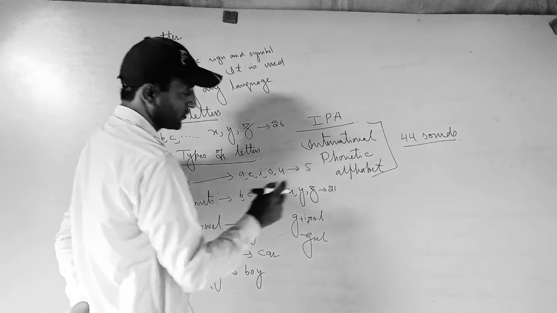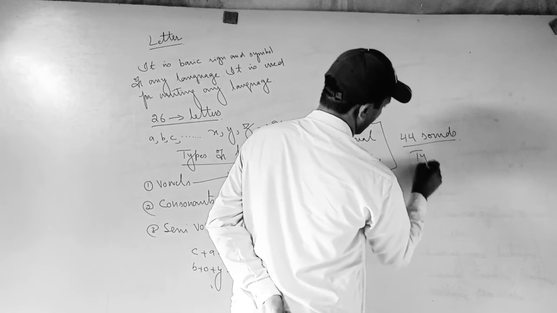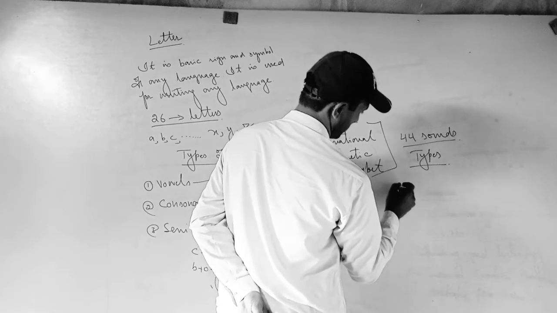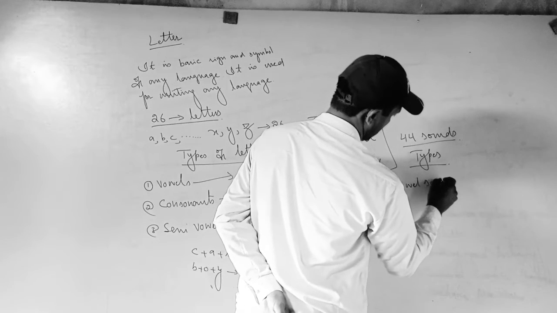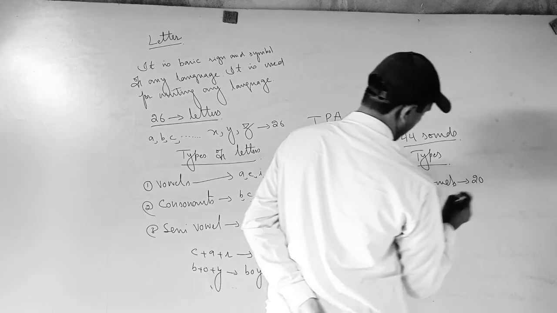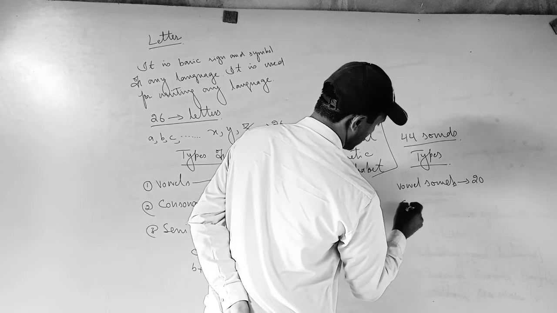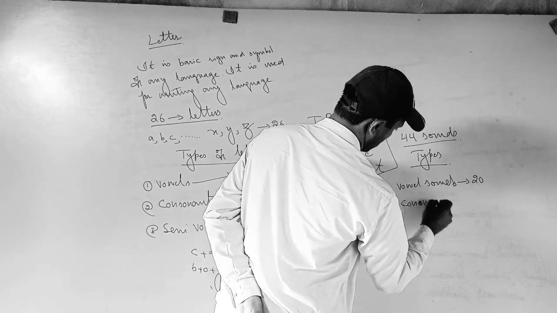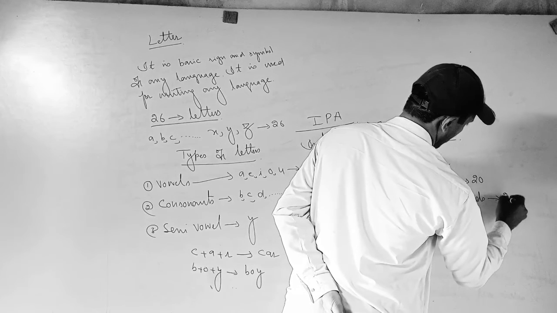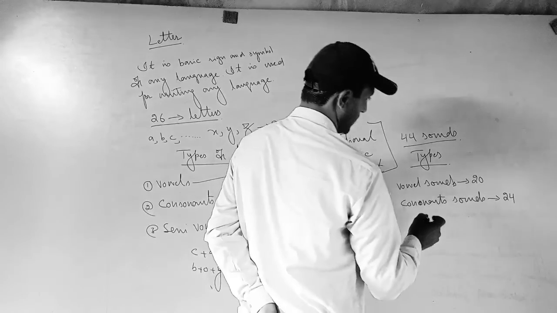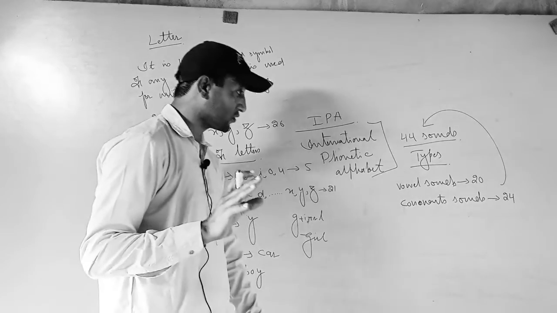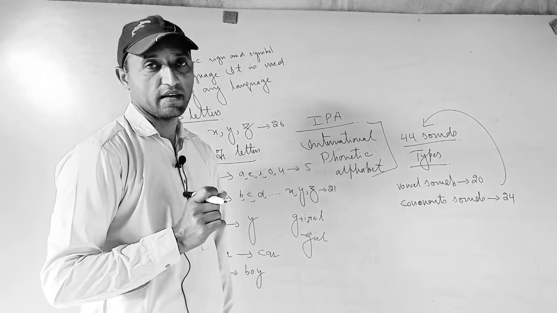You will see there are two types. First one is vowel sounds. Its number is 20, and we have consonant sounds. Its number is 24. Totally we have 44 sounds. With the help of these sounds we can write any language.